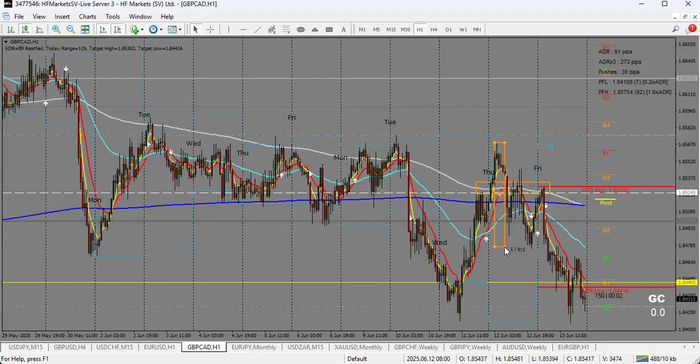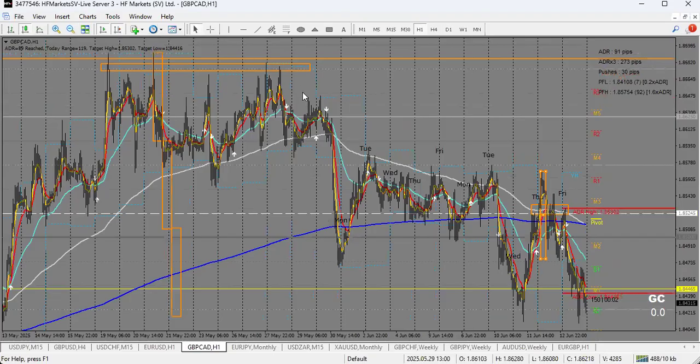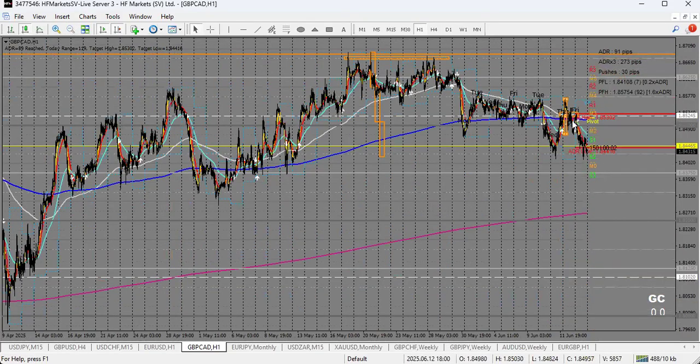and anticipate where price might go. So that's ADR times 1. So we're expecting a complete market maker cycle here.